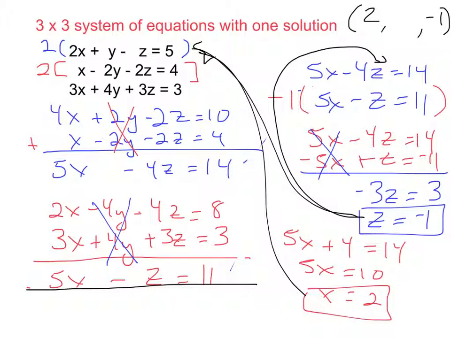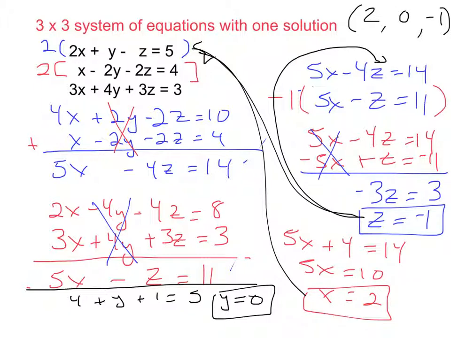So I'm going to have 4 plus y, because it was 2 times 2, right? Plus y, and then minus -1 is going to be +1 equals 5. So can you see that this is going to be 5 plus y equals 5? So y has to equal 0. And that is my third variable.